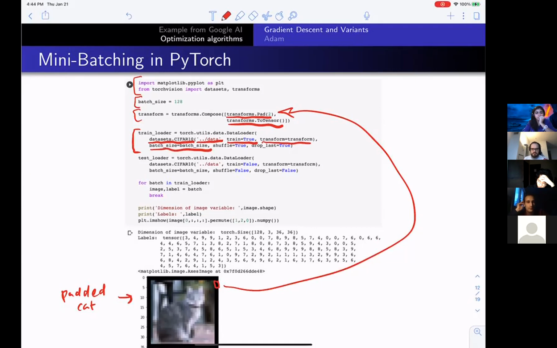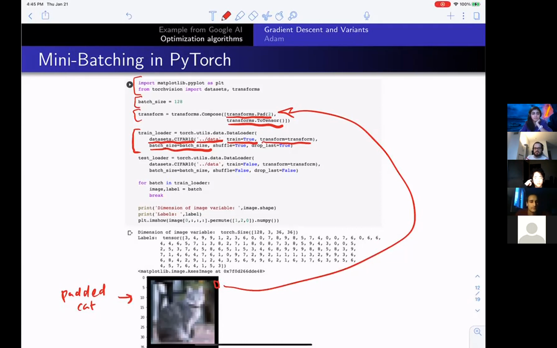Why do we pass here the batch size? Does anyone understand? Why would you pass here the batch size? No? Because the loader needs to know how to package the data. Yeah, basically that.